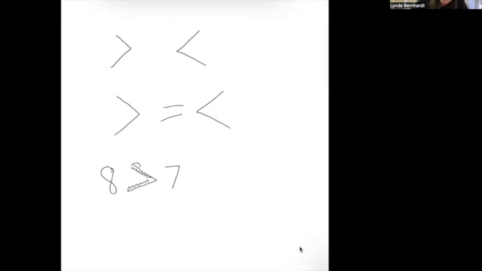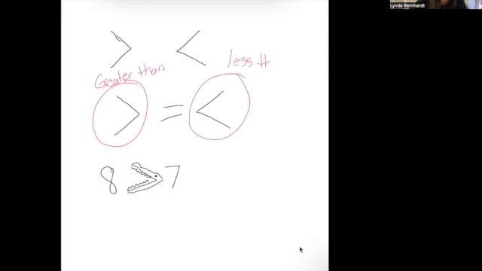It's my alligator. My alligator always eats the bigger number. So if it's facing this way, that is called greater than. So this would be greater than. This would be less than. So the open part always goes to the bigger number.